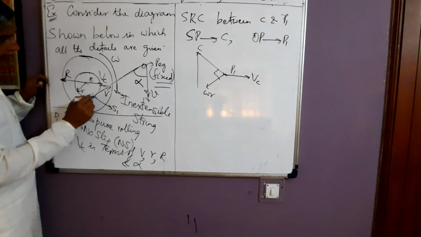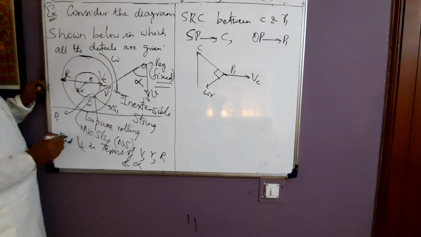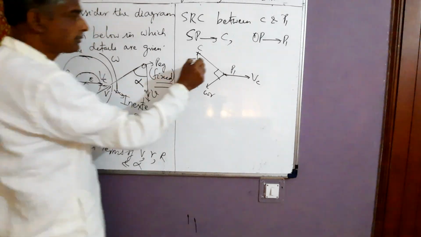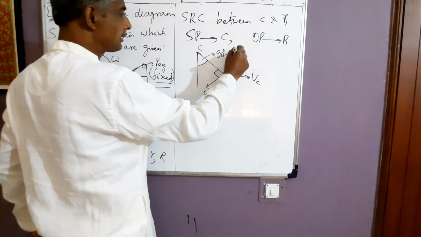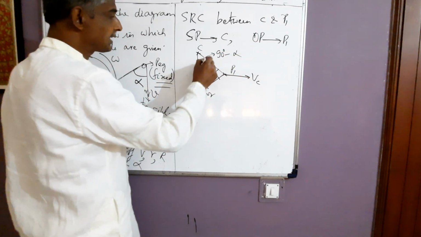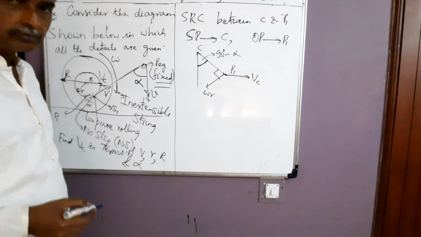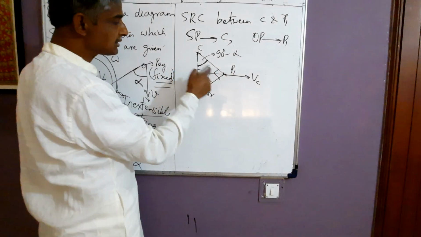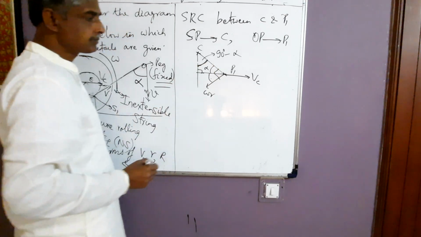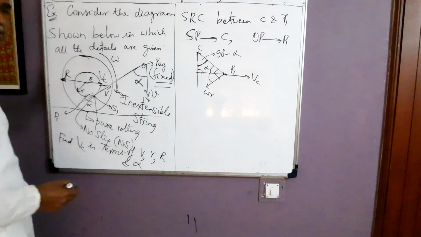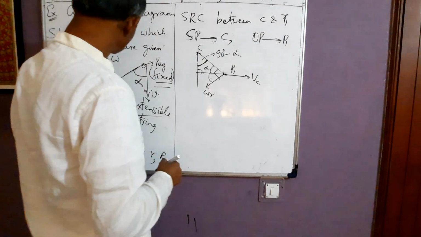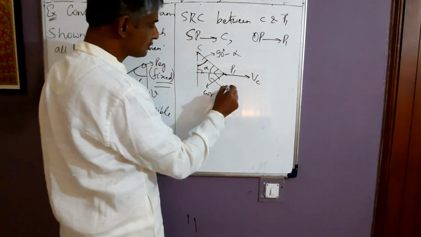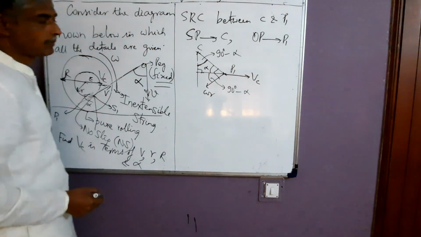Now one more thing. This angle is alpha. Corresponding angles. This angle becomes 90 minus alpha. By geometry, this angle also becomes how much? 90 degree minus alpha. This angle is how much? Tell me. 90 degree minus alpha. Fine. Alright. So this angle is also how much? By geometry, 90 minus alpha. So this is alpha. This is 90 minus alpha. Alright. Fine. Is it clear what I have said? So this angle becomes how much? 90 degree minus alpha.